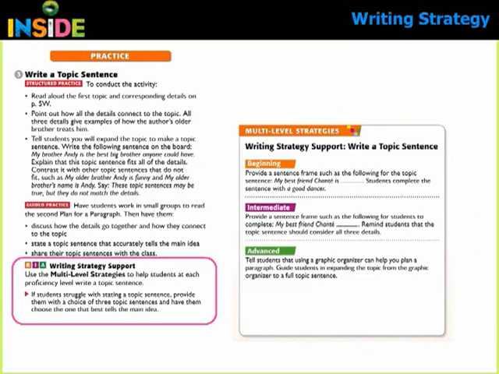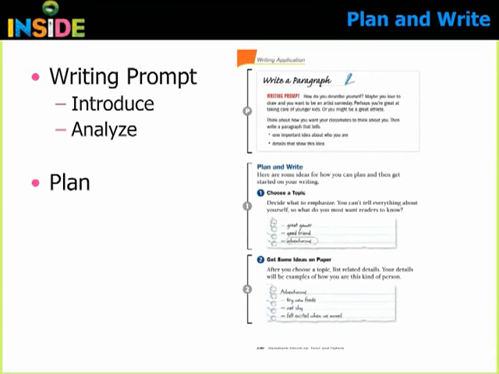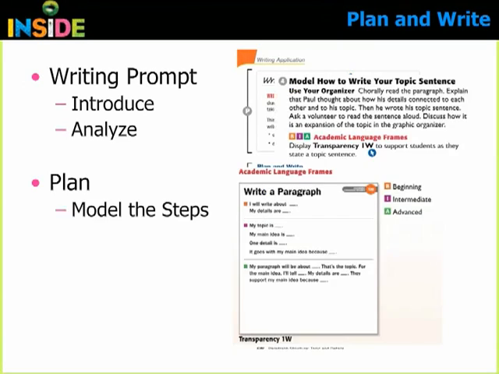Writing strategy support is also provided through the multi-level strategies to support students at every level. The next step is for students to plan and begin their writing by first introducing and analyzing the writing prompt. Then they plan their writing. As you model the steps for planning the writing, you can see that academic language frames are provided to help meet the needs of all your students.